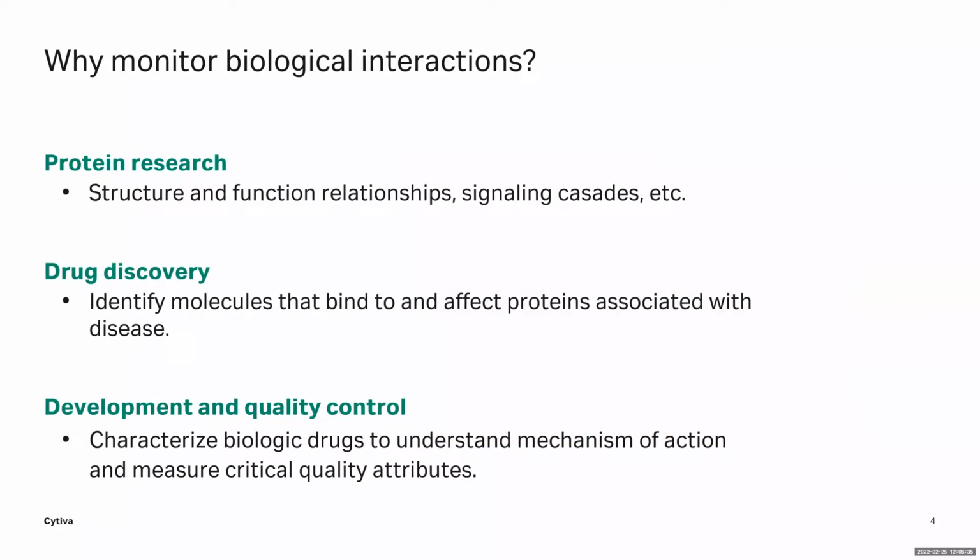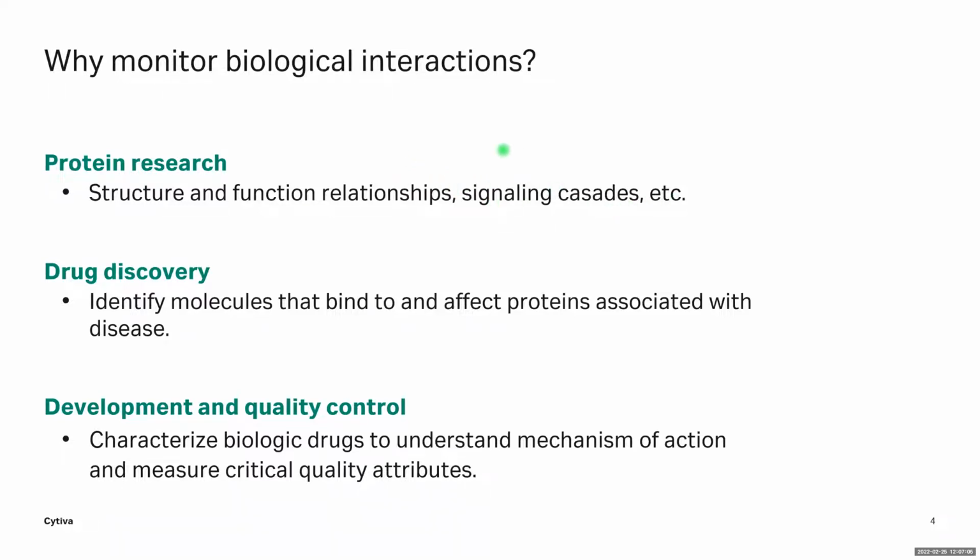So why are we interested in monitoring biological interactions? Well, if we're doing protein research, this can give us significant insight into structure-function relationships. How do these two molecules interact? Which residues or side groups are involved in coordinating the interaction? What happens if we make a change to one of these groups? Does that increase or decrease stability of the interaction? From there, we might go into signaling cascade studies.